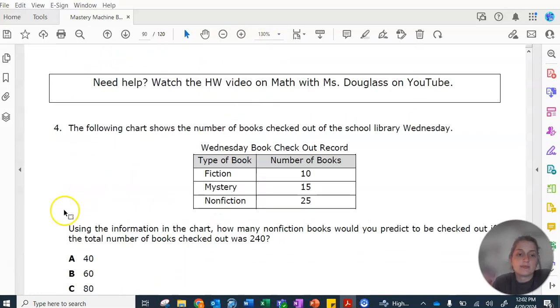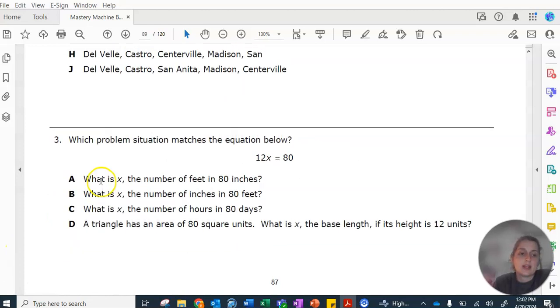Number 3. We have an equation, which I can tell is multiplicative because the 12 and the x are smushed together with no symbol between them. And we're looking for an option that models that, like that talks about a multiplicative times 12 relationship. What is x? The number of feet in 80 inches. Looking at B, it also says inches to feet.